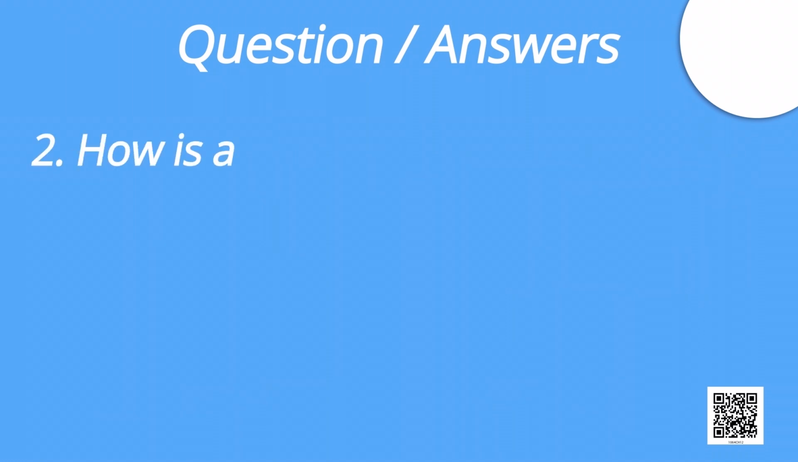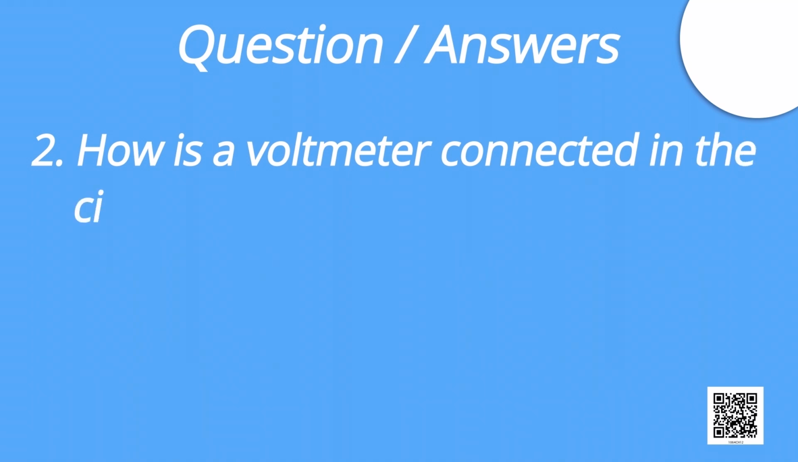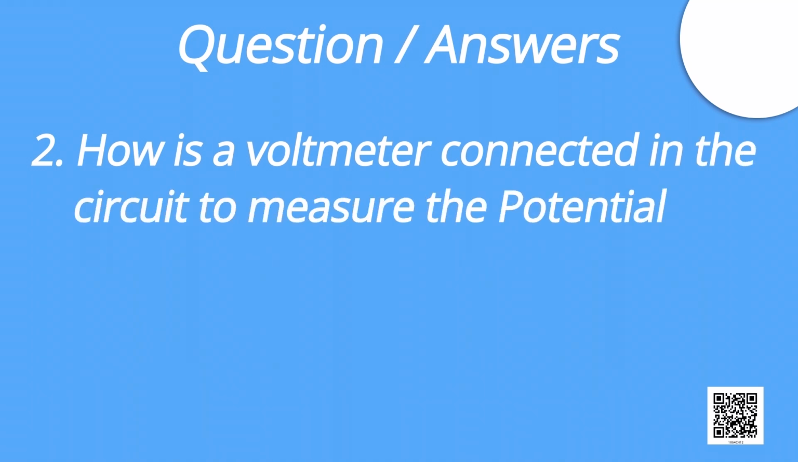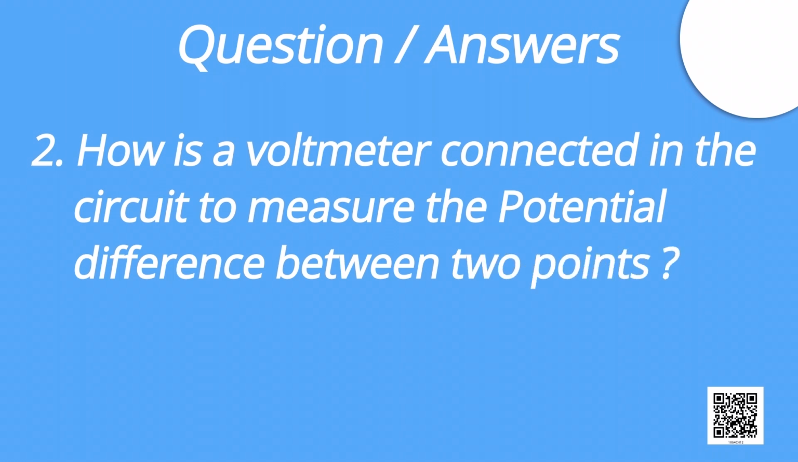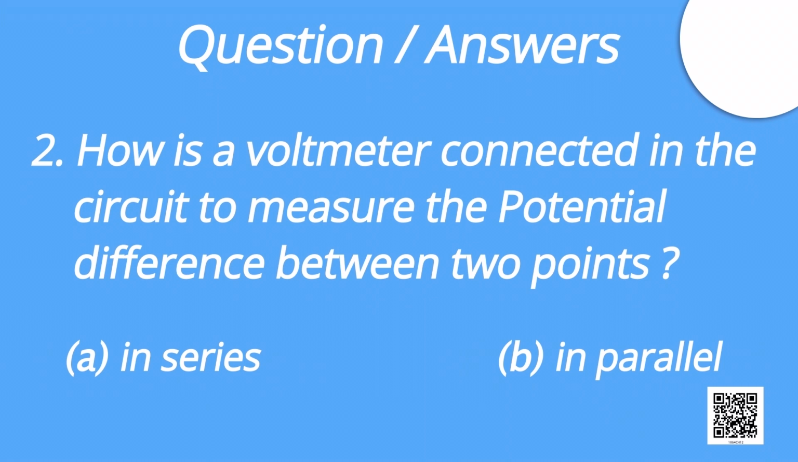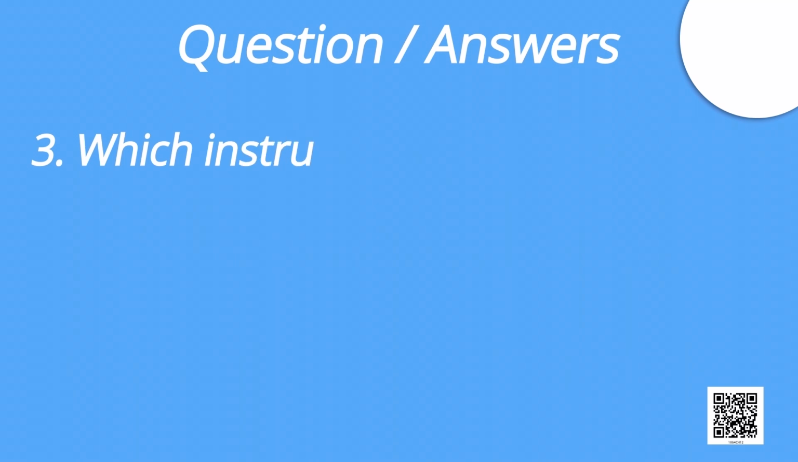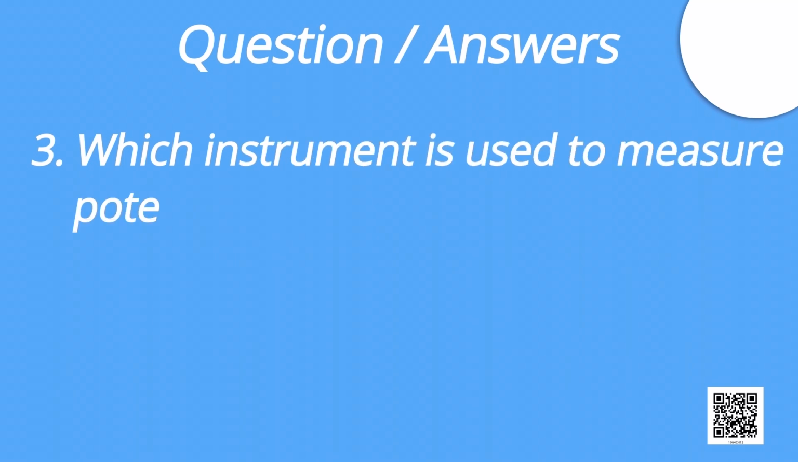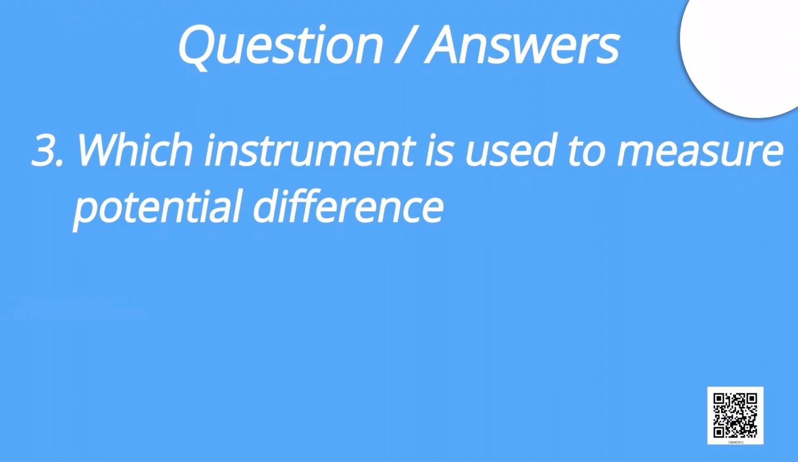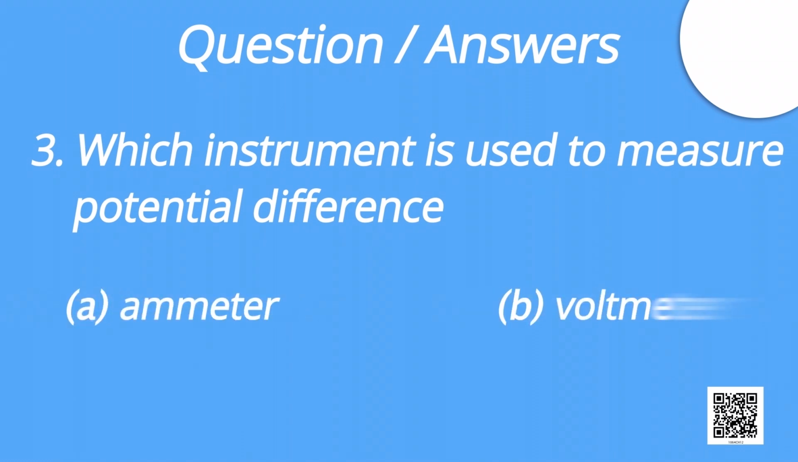Next, how is a voltmeter connected in the circuit to measure the potential difference between 2 points? The options are in series or in parallel. Yes, the correct answer is that a voltmeter is always connected in parallel. The next question, which instrument is used to measure the potential difference? And the options are, is it ammeter or is it voltmeter? And the answer is voltmeter.